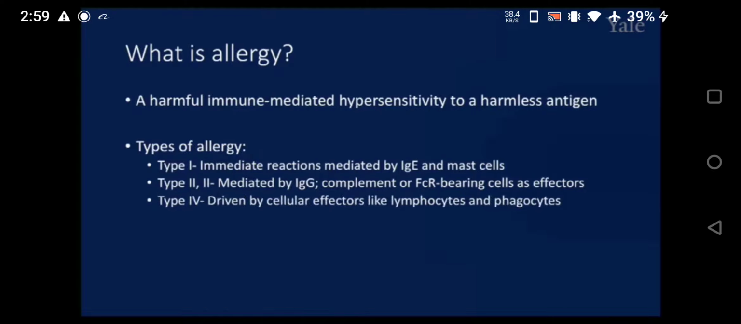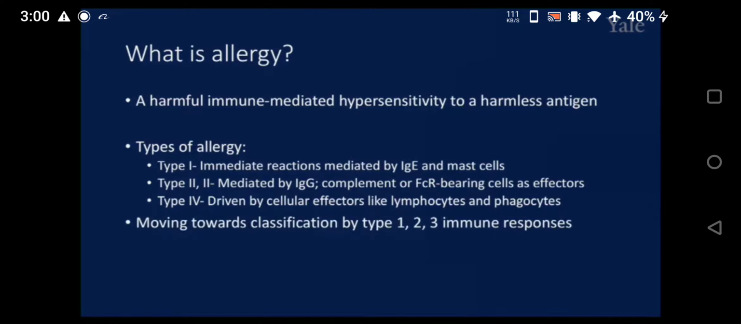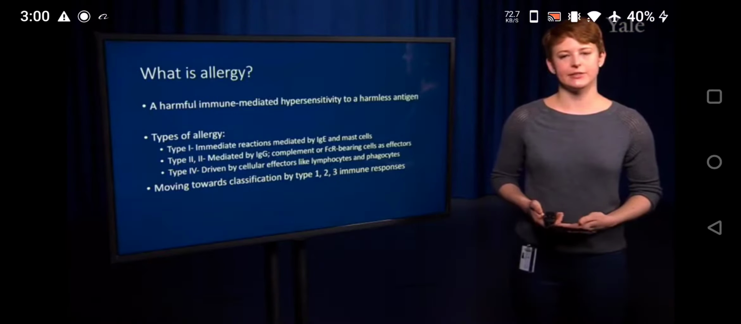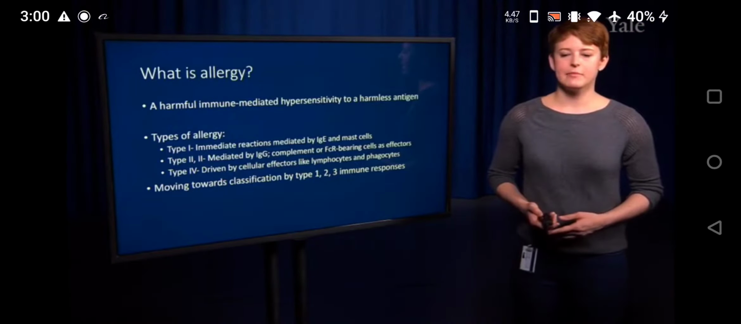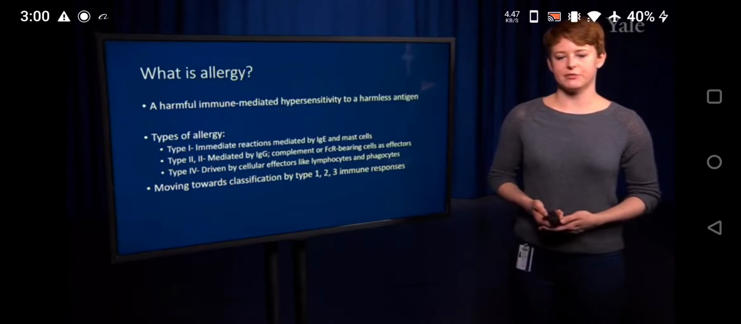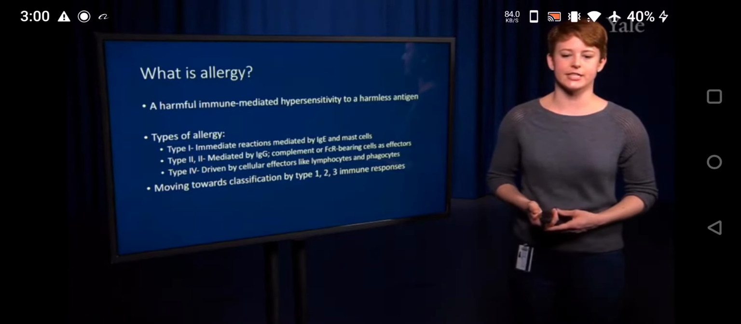Then we have type 4 allergy, and this is driven by cellular effectors. So we'll be touching on this as well towards the end of the lecture, but this is really going to be focusing on cell types such as CD8 cytotoxic T cells. And really, these types of allergy, this type 1 through 4, is becoming a little outdated in terminology. This is what the book really talks about most, but nowadays people are moving towards more of a classification such as type 1, 2, and 3 immune responses.